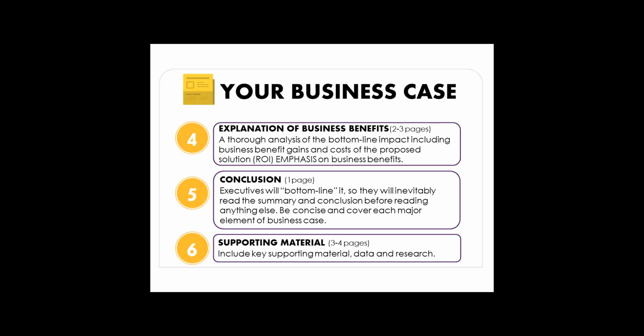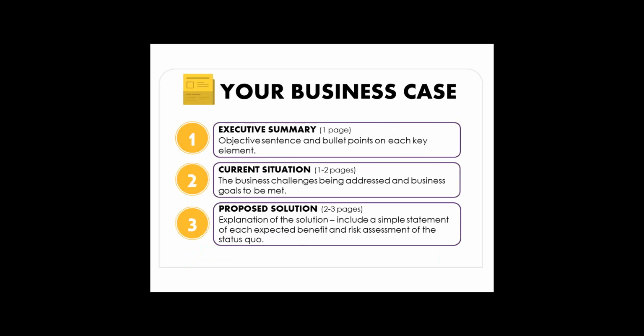Jessica, anything to add to that? No, we did get a question, though, from Sam. They ask, what are some ways to gather the information needed for the risk of inaction across all aspects of the organization? So I think that was included in, which one was it? Risk of inaction. Oh, under three. So explanation of the solution, include a simple statement of each expected benefit and the risk assessment of status quo. Yeah, well, this is where that advisory committee could come in handy, too.